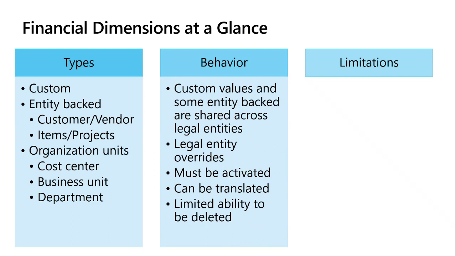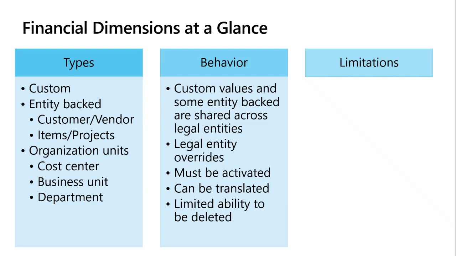Now let's talk about the behavior of dimensions. It is important to note that all custom dimensions and some entity-backed dimensions are shared across legal entities. An example of a shared value is a worker, while an item is legal entity specific, for example. When a dimension has legal entity specific values, you can create legal entity overrides to control the behavior of a dimension value in each legal entity.